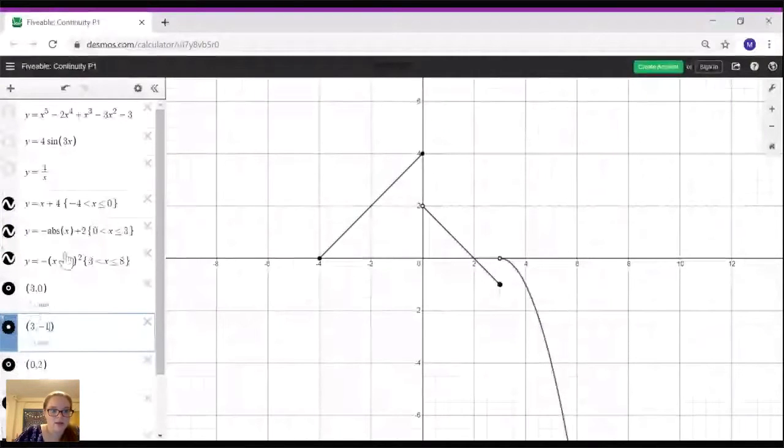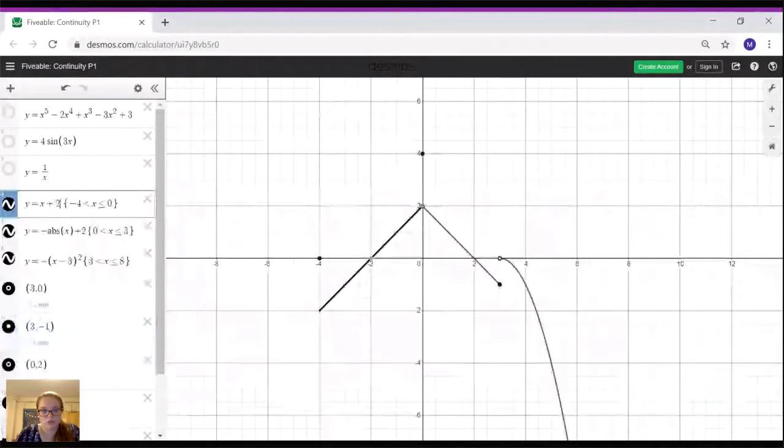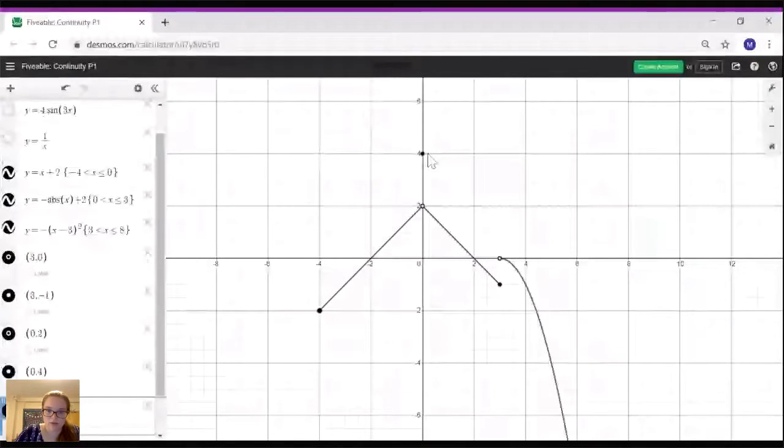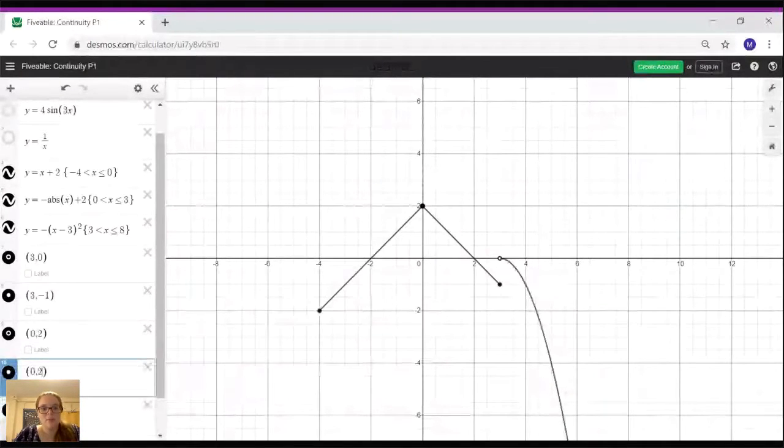Okay, and let's take this and let's turn this into, instead of x plus 4, x plus 2. Okay, and now we've got this point that moved down to -4, -2. Okay, good. And let's move down this point from 0,4 to 0,2. Okay, good. Okay, so this is still a piecewise function. There's still different functions making up different pieces of this graph. But now, is the graph continuous at x equals 0?